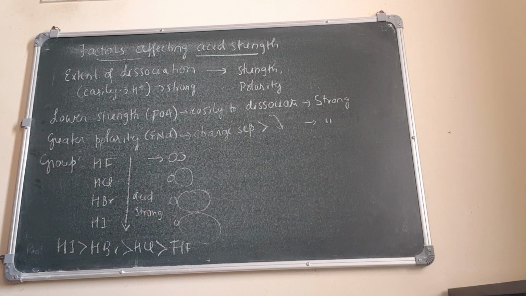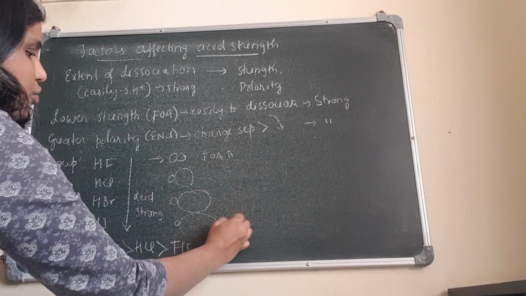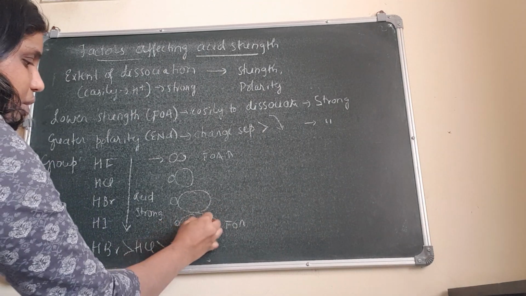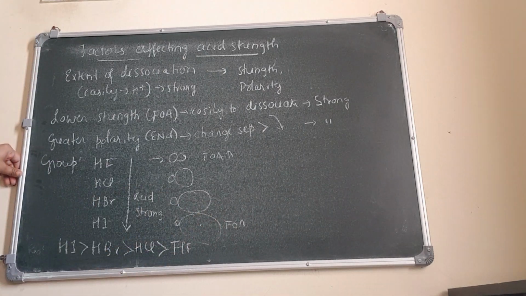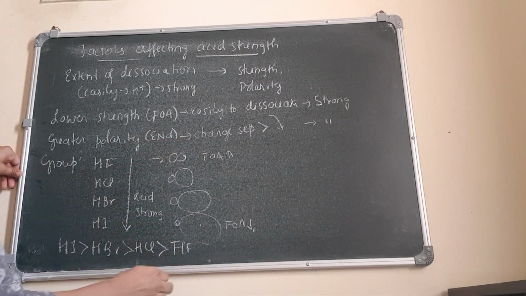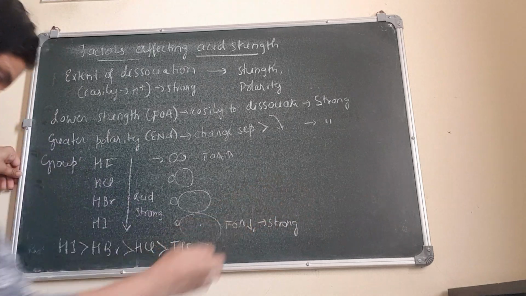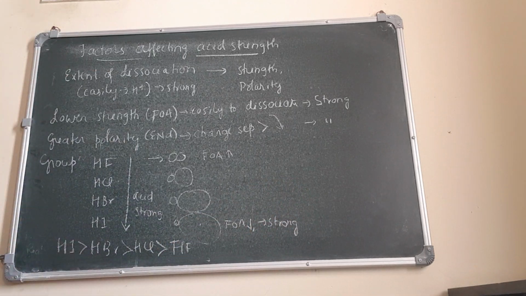Hydrogen size is the same. The force of attraction is least here, because you have nucleus here and nucleus here. The separation is greater here. So the force of attraction is lower, which means it is easy to separate, therefore it is going to be a strong acid. Okay, so down the group the acid is going to be more and more stronger.